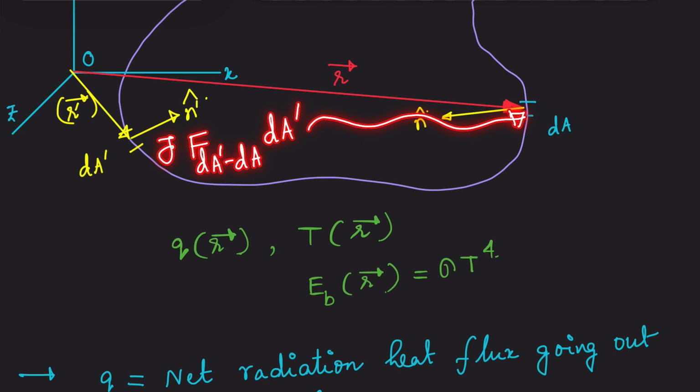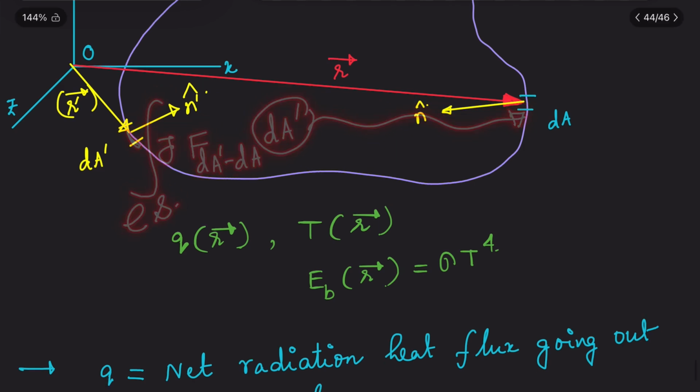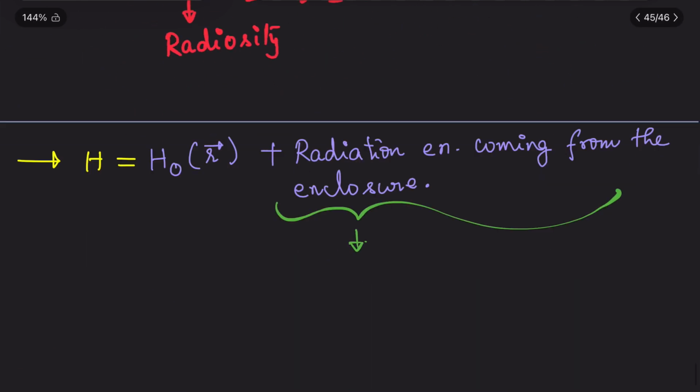This is the total energy that is going here, right. And if I say only the flux, then this dA dash will not be there, that is fine, but this is the total energy that is going here from this area dA. And if I have to consider the total energy coming from the enclosure to the surface dA, I have to integrate it over the enclosure surface, ES, enclosure surface. I hope this is clear.